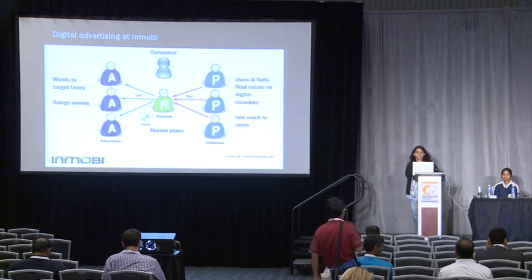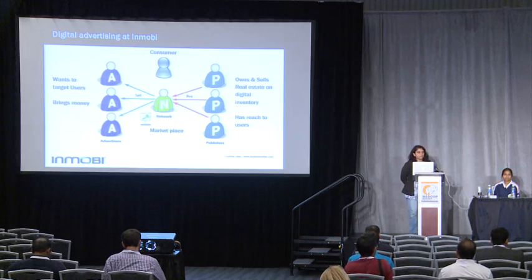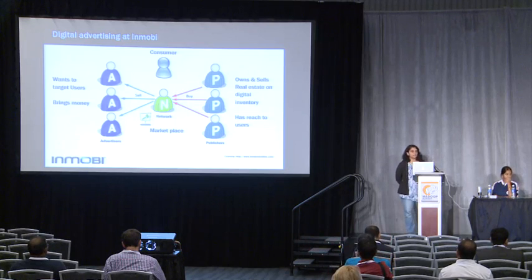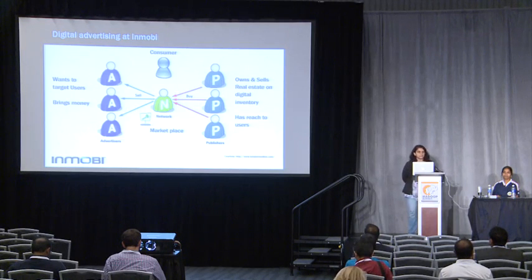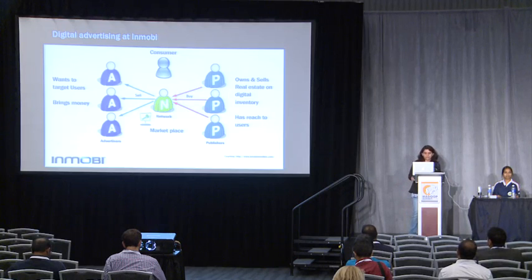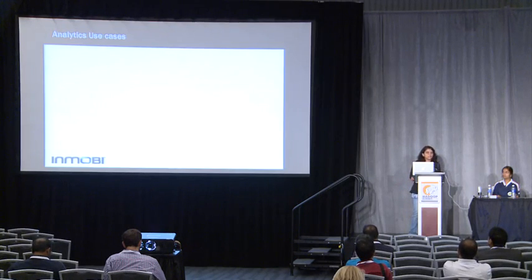So at InMobi, we are mainly into mobile advertising. At the core of its business, it provides a marketplace wherein publishers, or app developers, can sell real estate on their apps or websites. The publishers sell this to InMobi and InMobi in turn sells this to advertisers who want to target relevant ads to users. So InMobi relies heavily on analytics to improve on ad relevance and ad targeting on a continuous basis. So let's briefly look at the analytics use cases at InMobi.